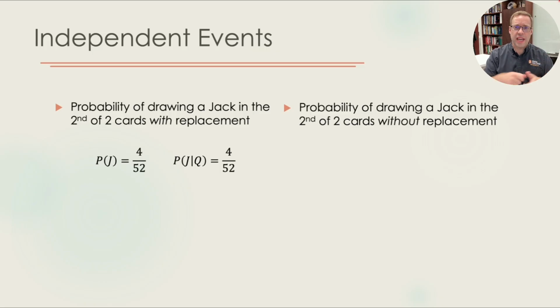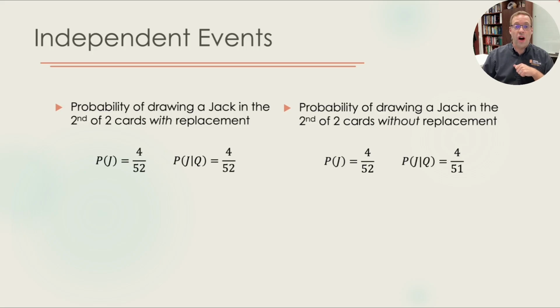But what if I take out that first card and I put it to the side, and then I draw a second card? Now, in this case, I start off with 52 cards, but since I pulled one out and set it to the side, now I only have 51 left. So what's the probability of drawing a jack, given that the first card was whatever, a queen, and I put it to the side? That has changed my probability. And now it's only 4 out of 51.